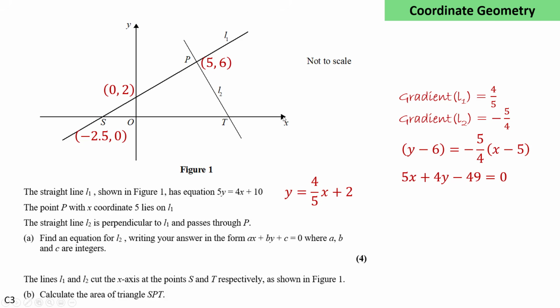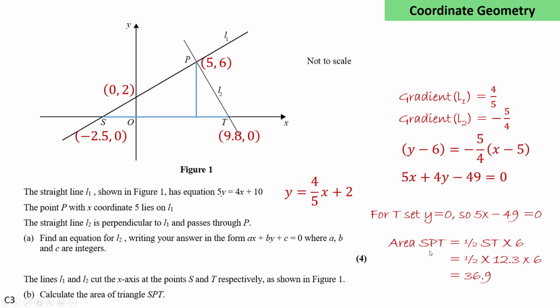L1 and L2 cut the x-axis at the points S and T respectively. Calculate the area of the triangle SPT. So we're going to take the height 6 and we've got a base of ST. To find T, we set y equals 0. So we have 5x minus 49 equals 0, which tells us that the x coordinate is 9.8. And to calculate the area of SPT, it will be a half of ST times 6. So that's a half of 12.3 times 6, which is 36.9.